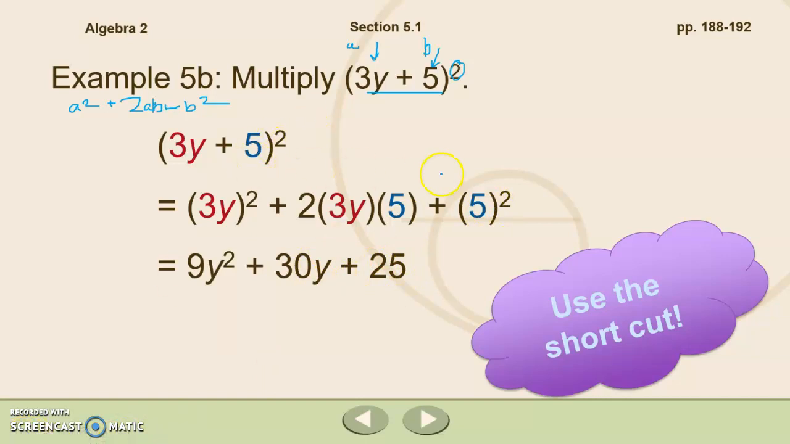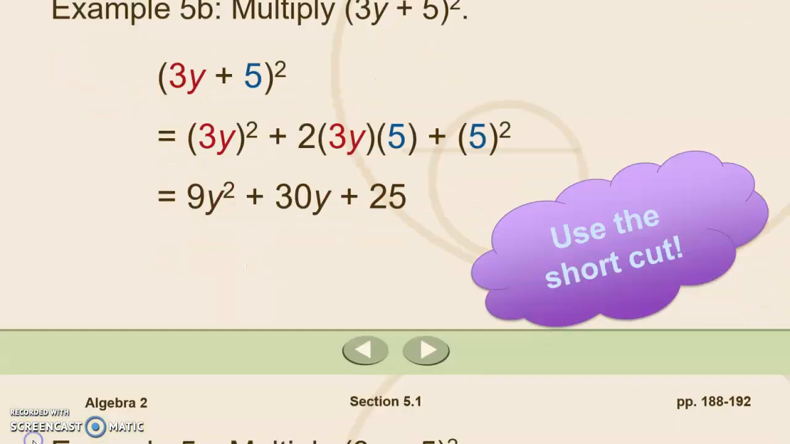So again, we could have written that out twice. We could have FOILed it. It increases the risk for computation errors, and it also just takes more time. So let's use the shortcut.